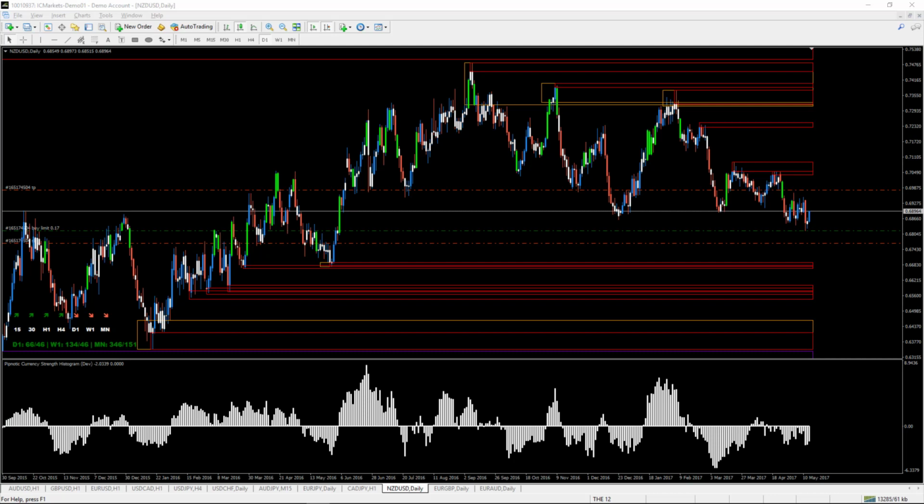You can see that we had this really nice area of demand down here, just down here. And we had an order in there for probably 2 months, I think, and the price came down to it, and it got within about half a pip of my entry, and then it went north.